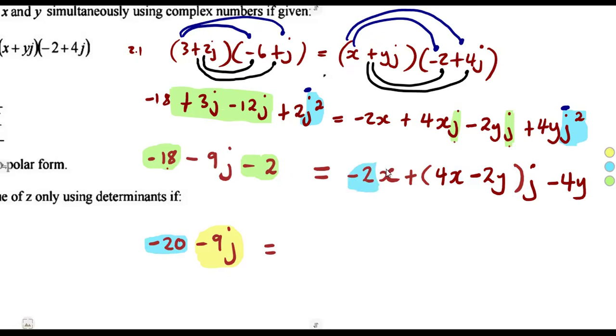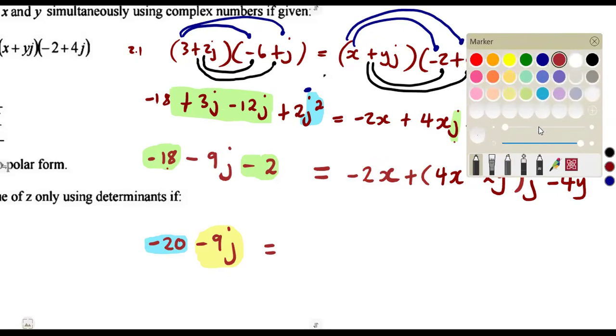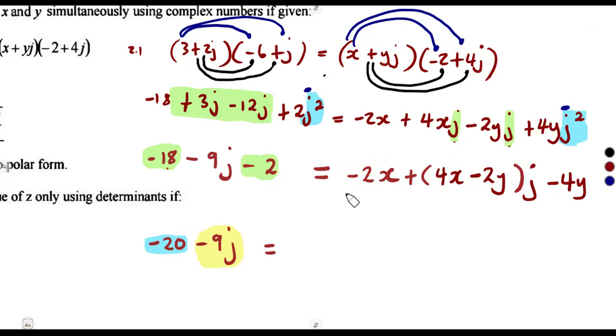Where we do not have the j, on this part of minus 2x and this part of minus 2y, we do not have j there. So these are your real terms. You're going to take those as your real terms. We are starting with the real terms, the minus 2x and the minus 4y. So this is it: minus 2x minus 4y.